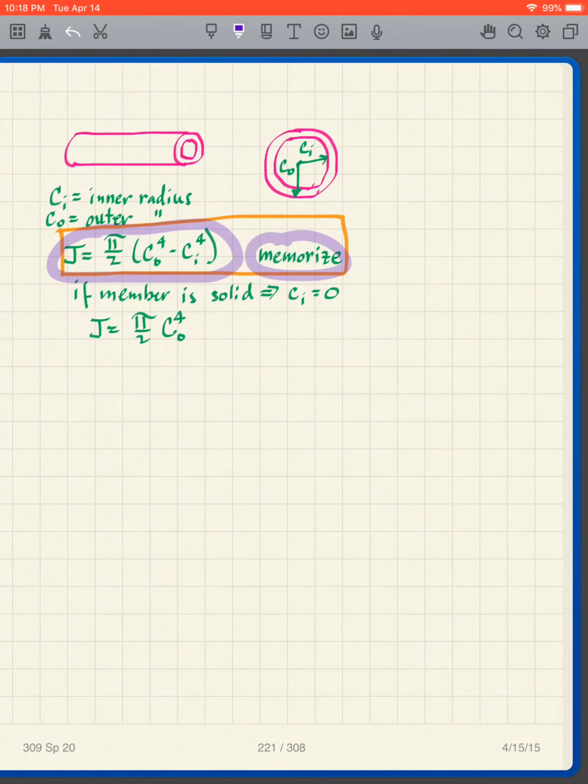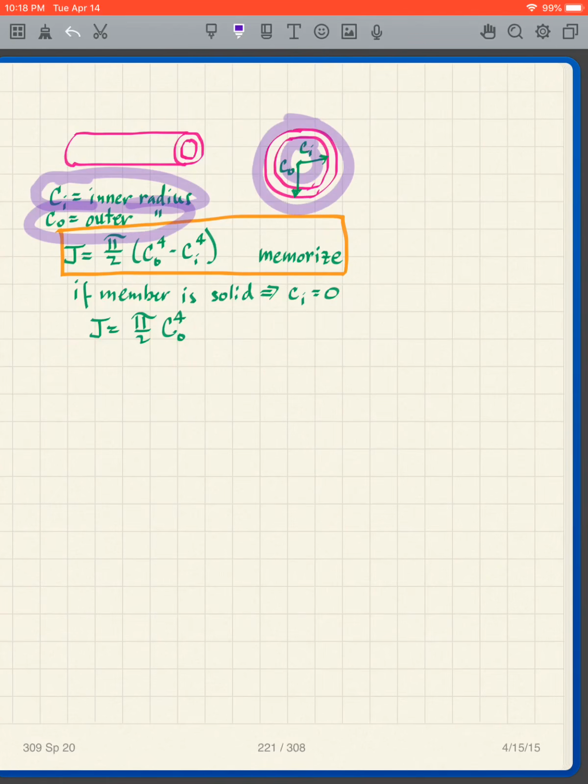What is C? C inner is the inner radius. So if I have a hollow cylinder, it's the inner radius. C outer is the outer radius. Again, if I have a solid cylinder or a hollow cylinder, it's the outer radius.